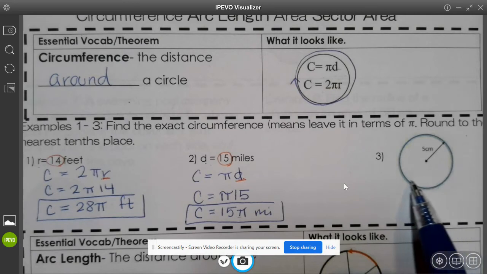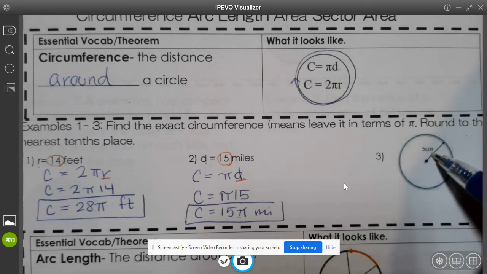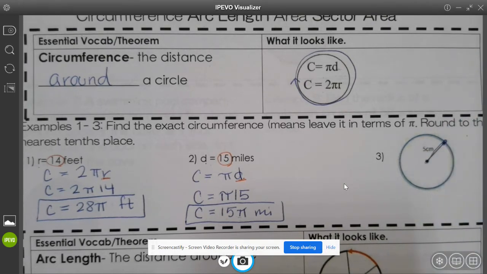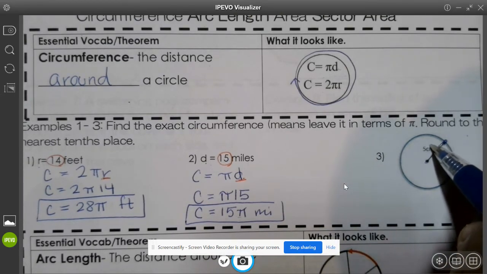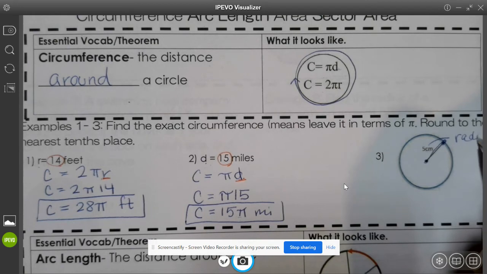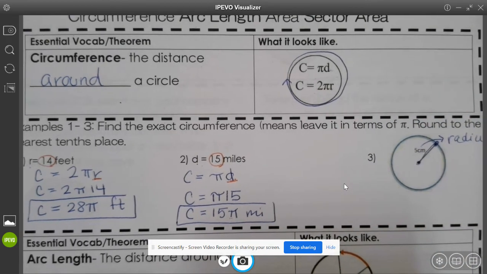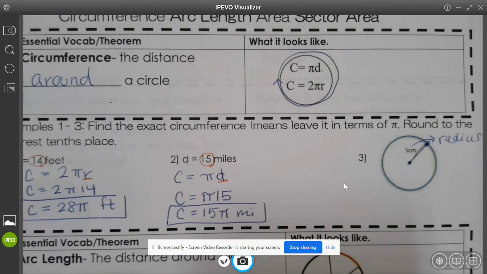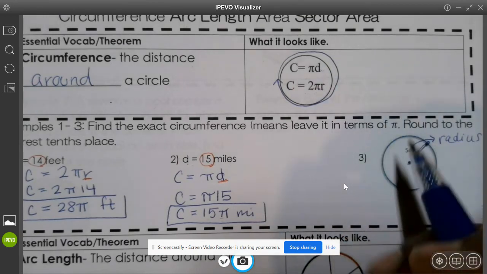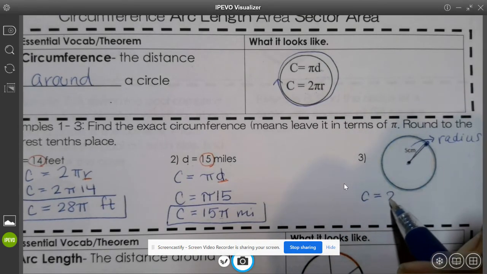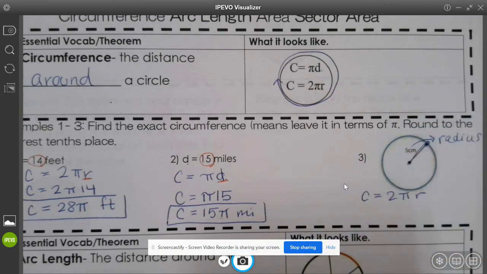Okay, we want to know the circumference of this circle. Remember, a radius is from the center to a point on the edge of the circle. So our radius is 5. So since we're given the radius, we're going to use this formula.